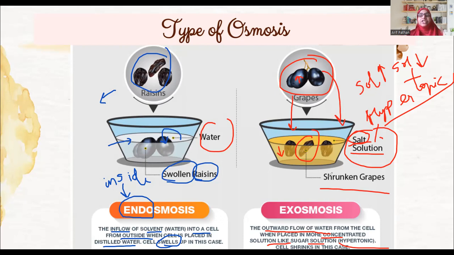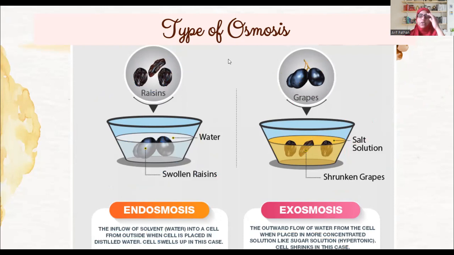The cell will shrink because the water has gone out. In the endoosmosis case, the water has moved in, so the cell will swell up. So those are the two major types of osmosis.